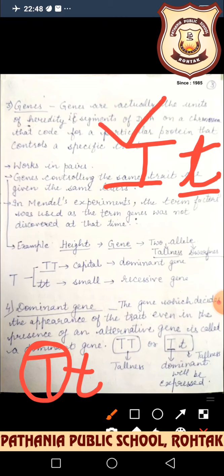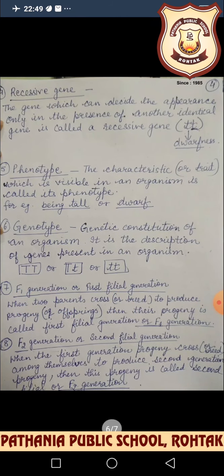Capital T is the dominant gene because, with it, whether the second chromosome of the pair carries capital T or small t, the person's height will always be tall. But on the other hand, the gene which decides the expression only in the presence of another identical gene, such a gene is called recessive.